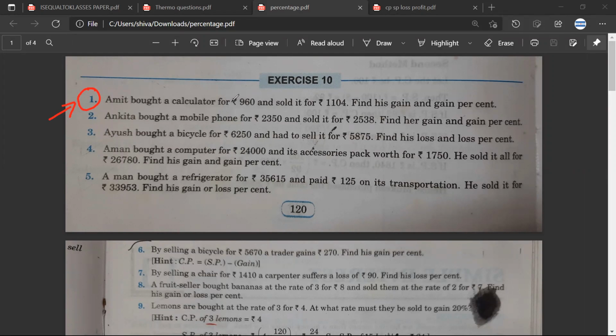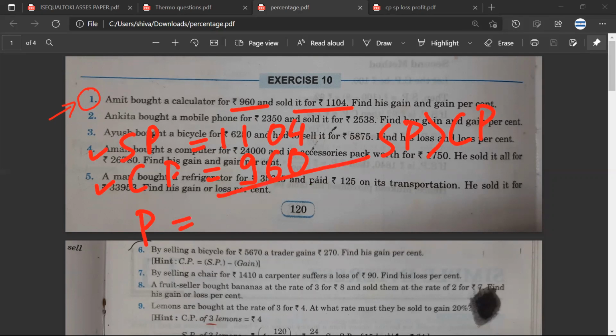Okay. So Amit bought a calculator for 960. So 960 is his cost price, and he sold it for 1104. So his selling price would be 1104. And because the selling price is more than the cost price, he has made a profit of 144 rupees. Mr. Sarthak, is it correct? Yes, sir. And then we need to find the percentage.